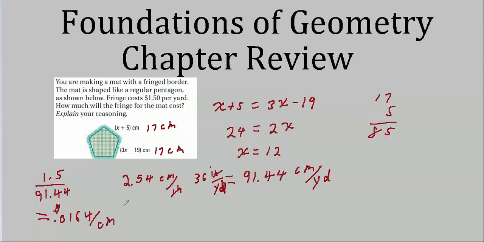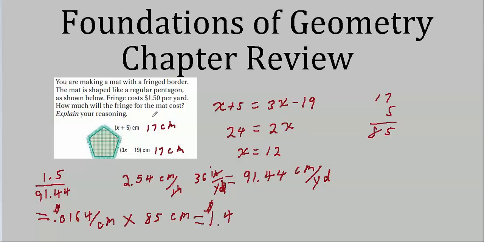$0.0164 per centimeter. Now, what we do is multiply that number by 85 centimeters. And I'll put the units in there so we can see that they cancel, and we end up with dollars. There's another job for the calculator. I get $1.4 per mat. And this is the per mat cost.